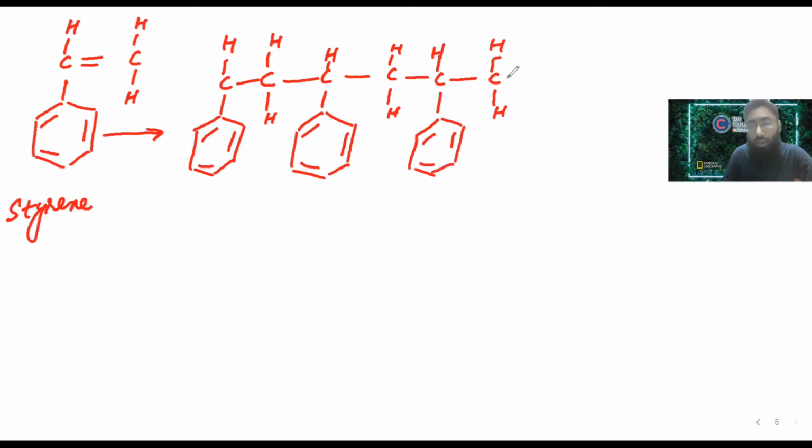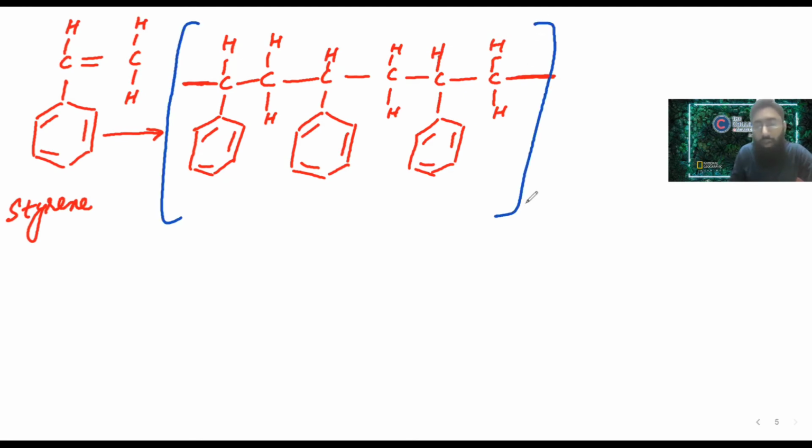Draw here another styrene unit. And in spite of drawing so many styrene units, we would just put a bond here, put a bond here, close all these things in square brackets and put N here. N means different styrene units joined together. In spite of drawing 3 styrene units, sometimes we simply draw 1 styrene unit.